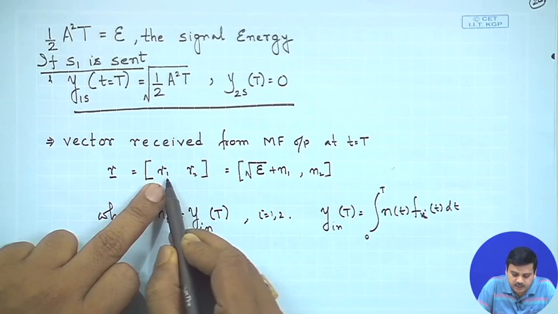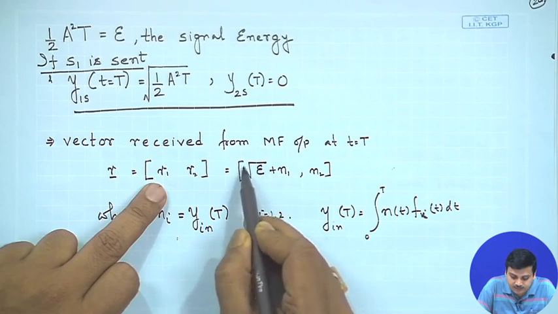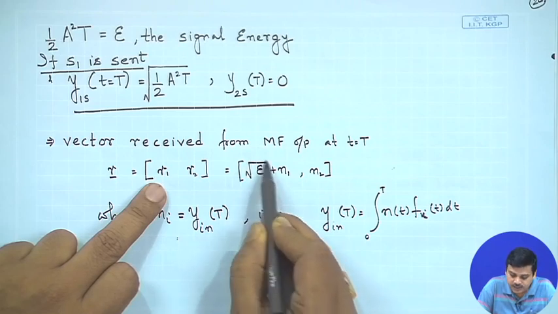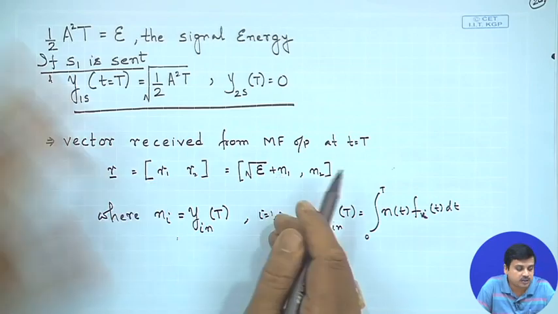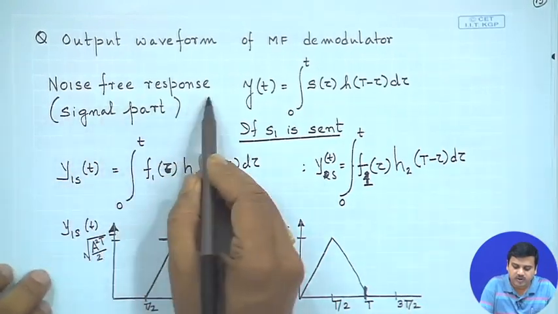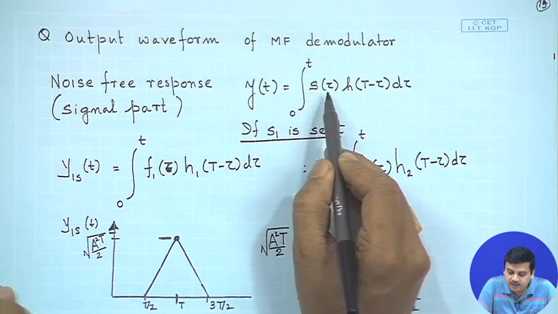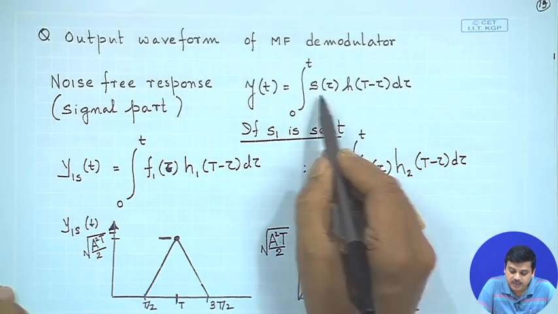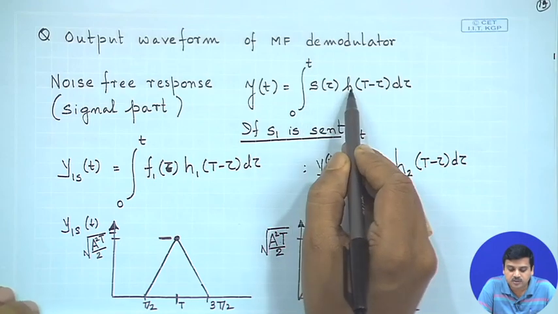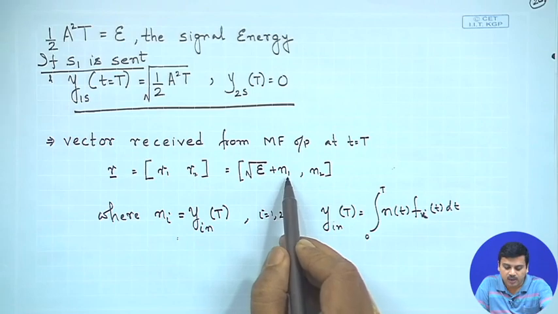r1 is the output of the first matched filter, which will be the signal part, that is what we said, and there will be the noise part also. We did not do the noise calculation in our exercise here, we did only the noise free part. And what will be the noise part? The noise part will be the integral of n(tau) h(t minus tau) d tau, and that would be the component of noise on that basis dimension, and that we write as n1.